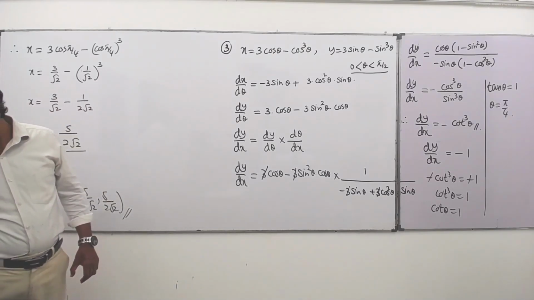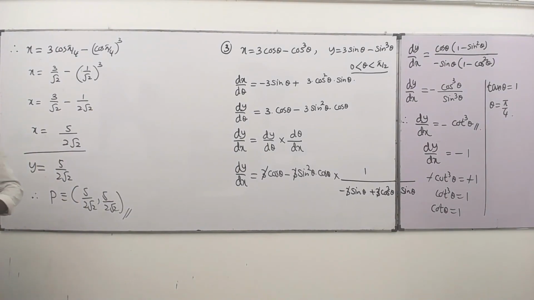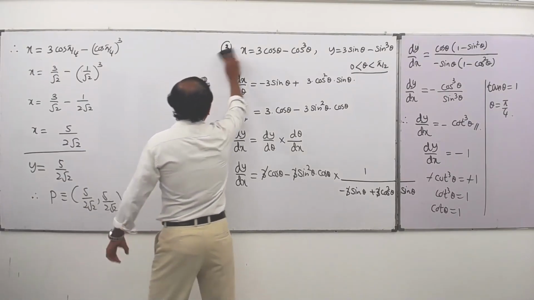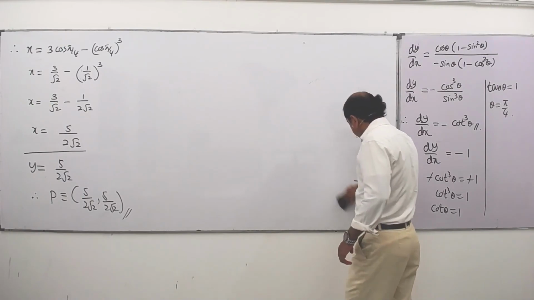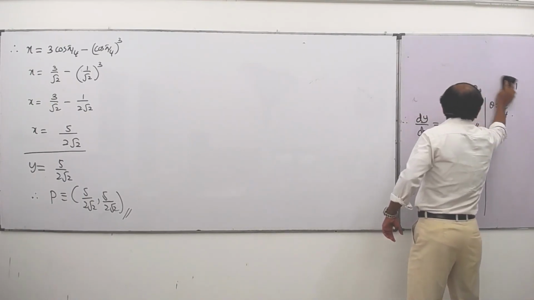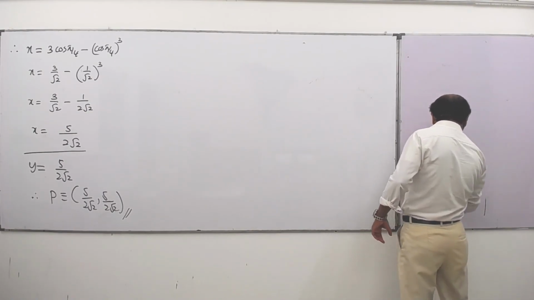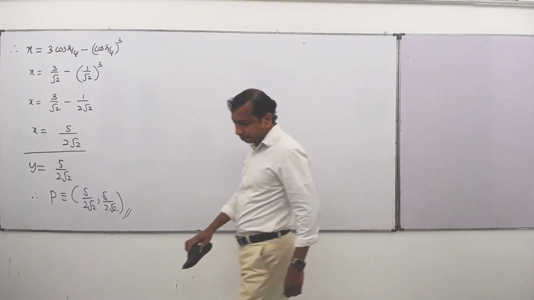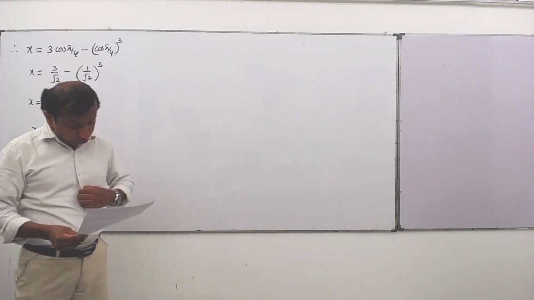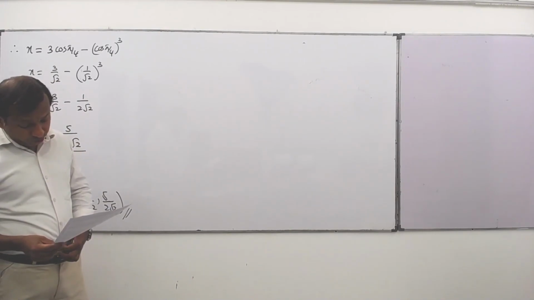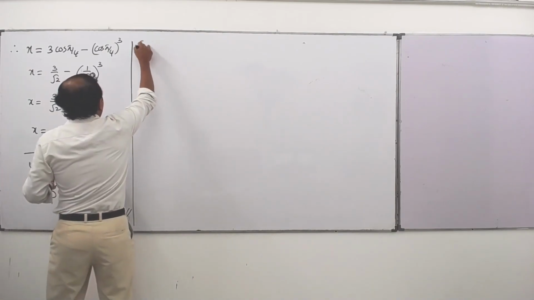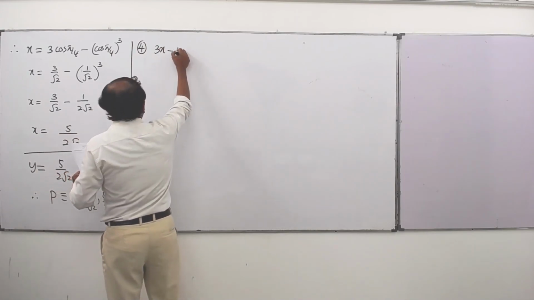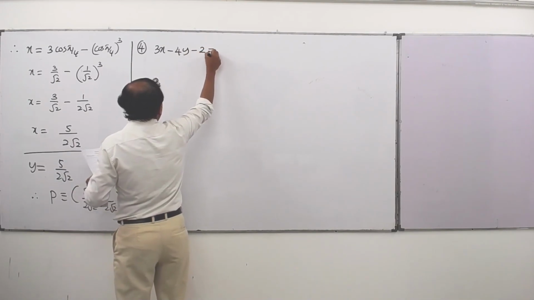Right. Next one, question number 4. Let L1 and L2 be the straight lines given by 3x minus 4y equals 2, right? I take that 2 to the left hand side: 3x minus 4y minus 2 equals 0, the first line L1.